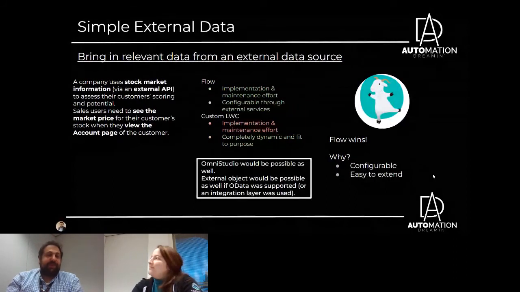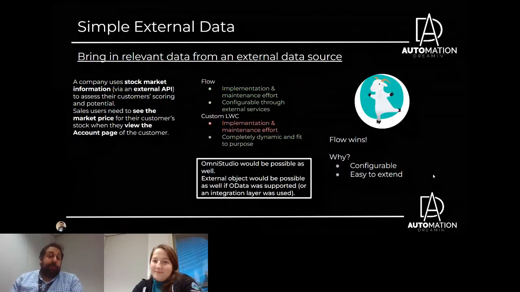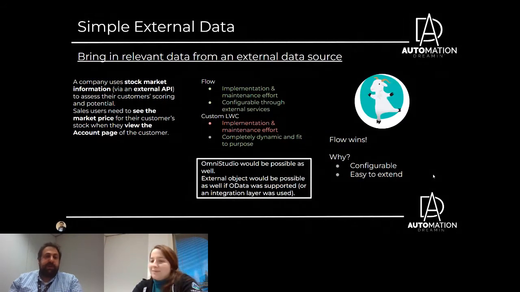Let's go for a simple case again. A customer, or a company, uses stock market information via an external API to assess their customer scoring and potential. So what the sales users really want, or need actually, is to see the market price for their customer's stock when they view the account page of the customer.